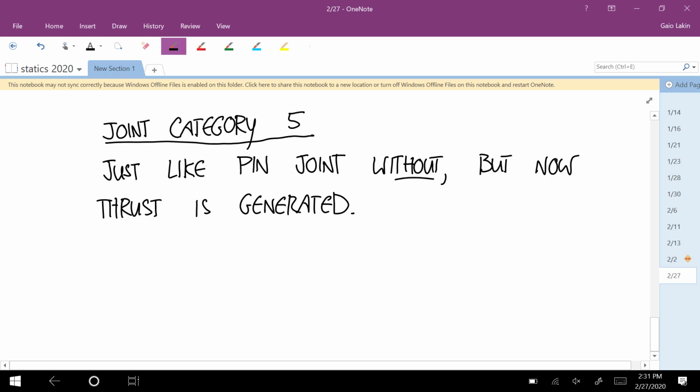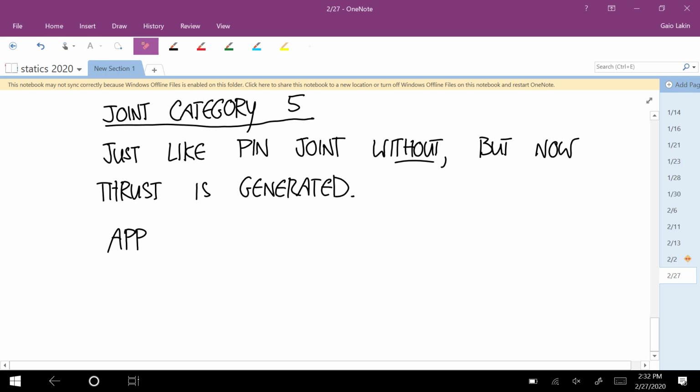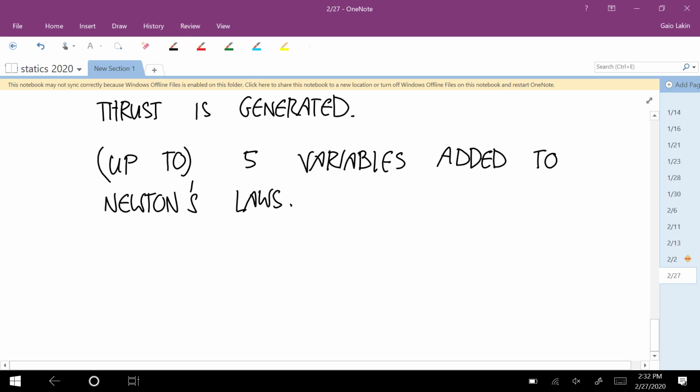So this joint applies, that's not the right word. What did I say before? Joint, sorry. So up to 5 variables are added to Newton's laws. And this joint looks like, so this is a pin joint with thrust.